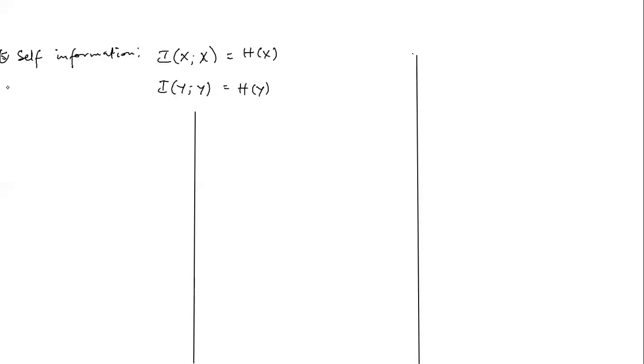Recall that the mutual information is the same as the relative entropy between the joint distribution and the product distribution. This now gives us sigma p of x,y log of p of x,y divided by the product distribution p of x, p of y. And we can further expand this.